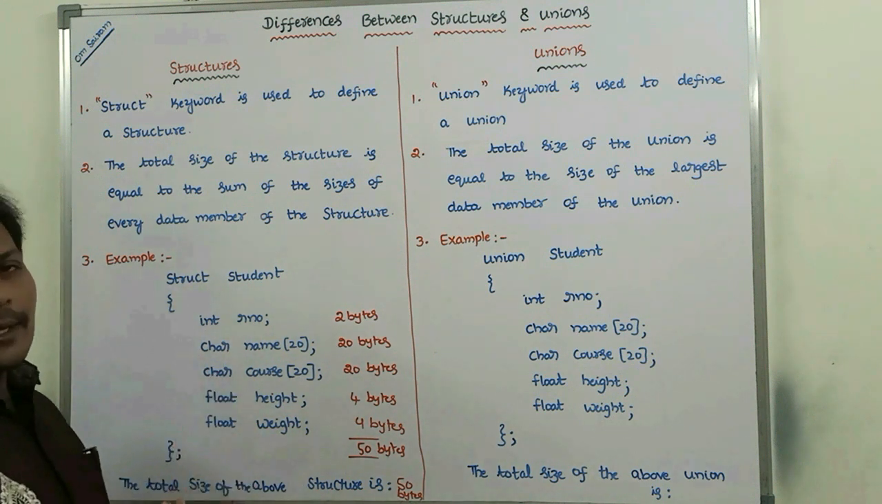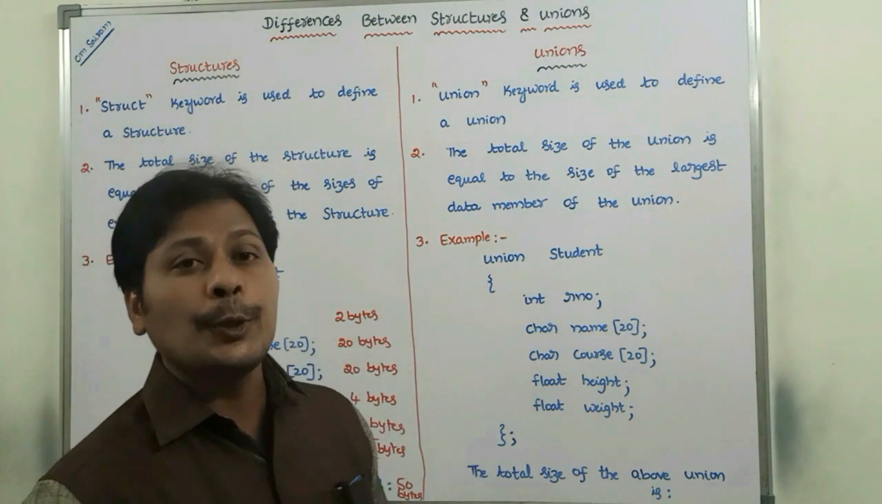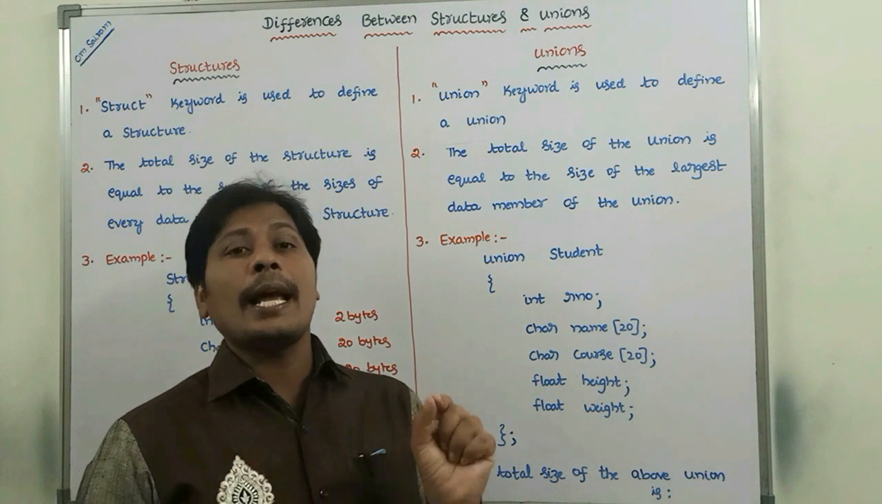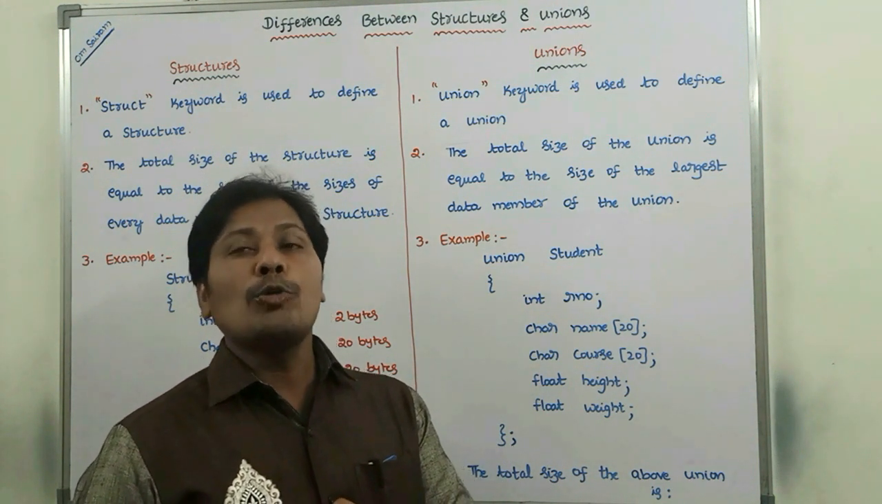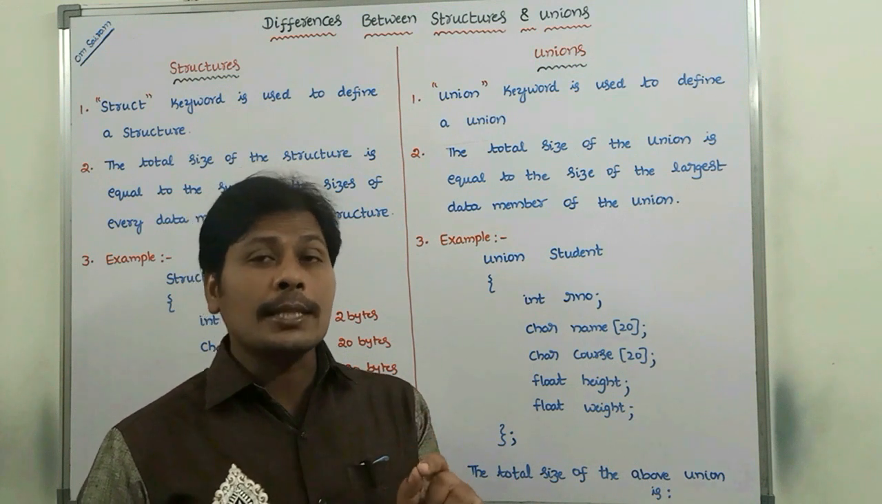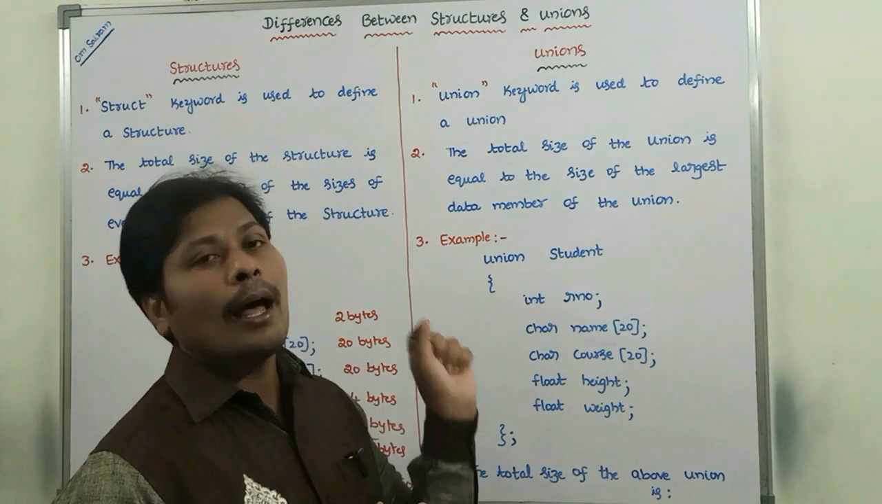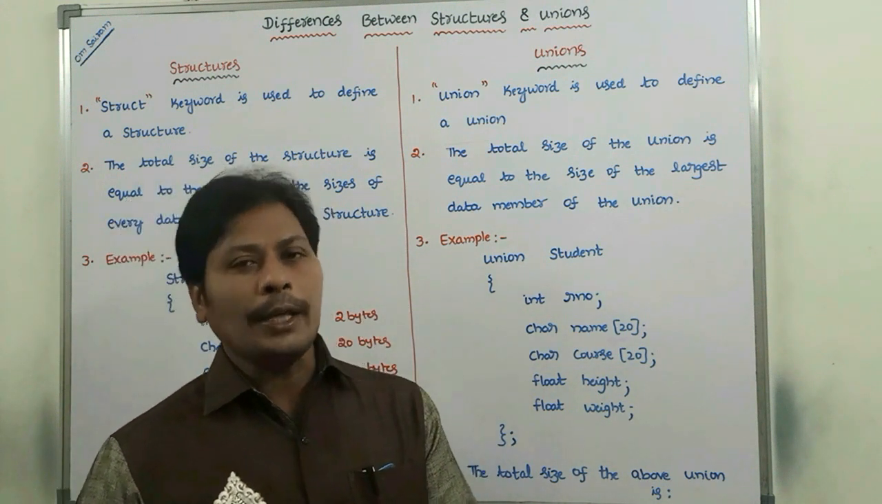Next, in the case of union, the total size of the union is nothing but the amount of memory required by the largest data member in the union. That is nothing but the size of the union.